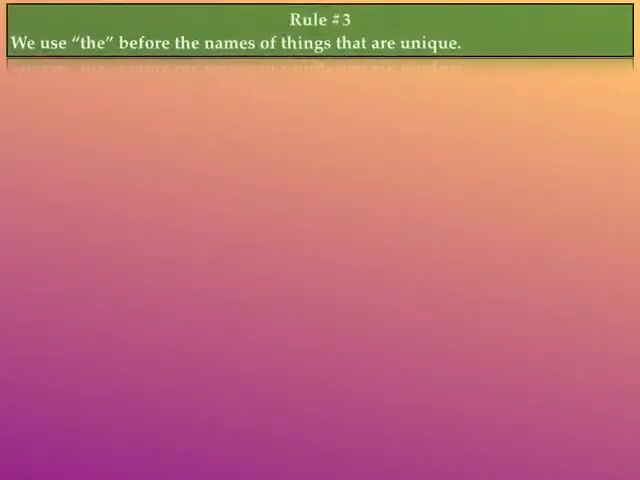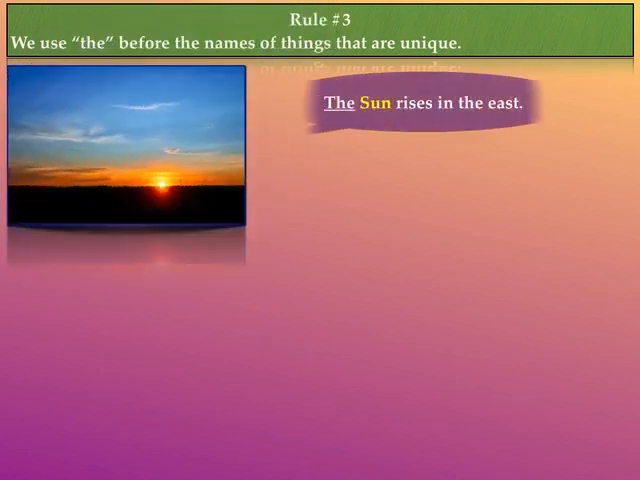Let's move on to the third rule. We use the before the names of things that are unique. So we have to use the article the when we are talking about things that are one of their kind. That means they are only one in the whole universe. For example, the sun rises in the east. Over here, we have used the article the along with the noun sun because it is only one.